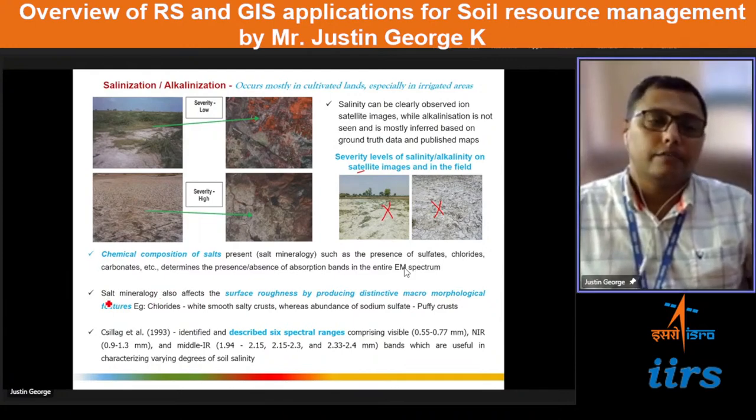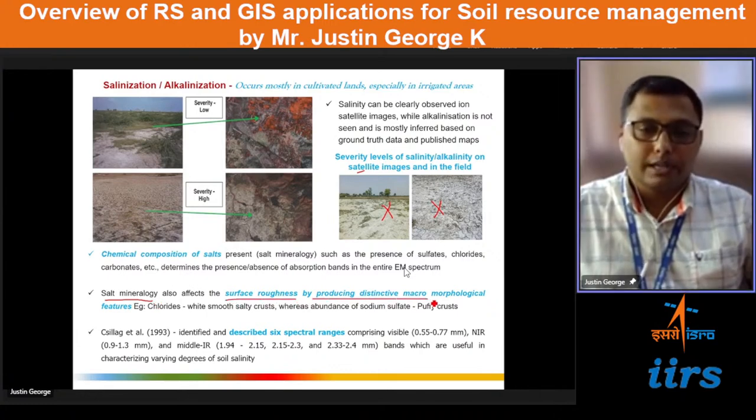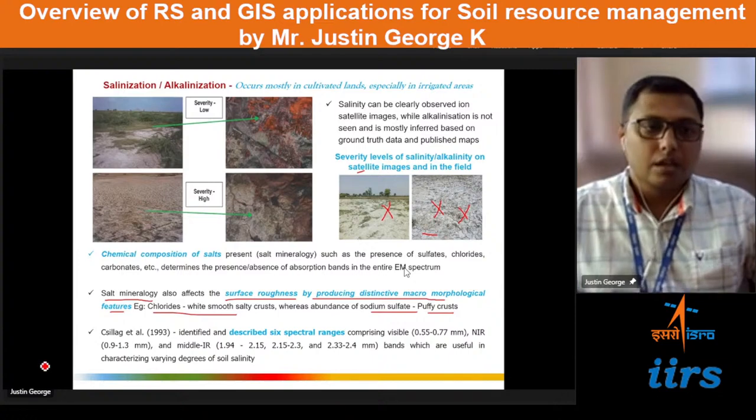Similarly, the variation in the salt mineralogy also affects the surface roughness. How? By producing distinct macromorphological features. You can see the surface is very dry and there is a certain crumbling of the surface, peeling off in the form of small patches. So if chlorides are dominant, they may produce a white, smooth, salty crust, whereas an abundance of sodium sulfate produces a puffy crust, as we can see in this particular image.